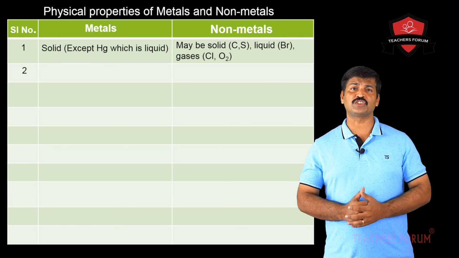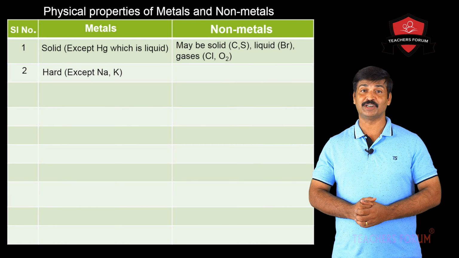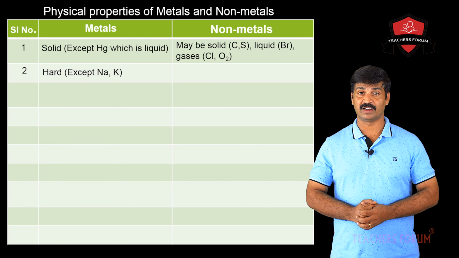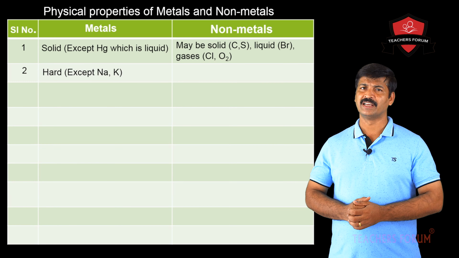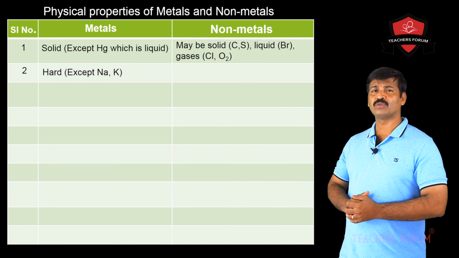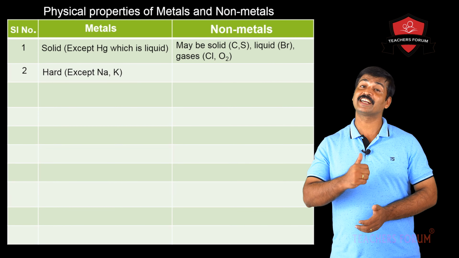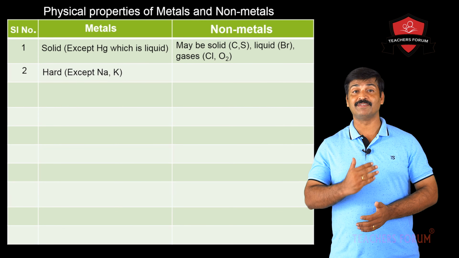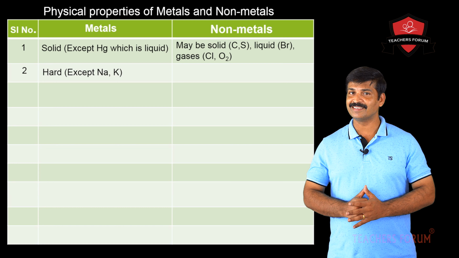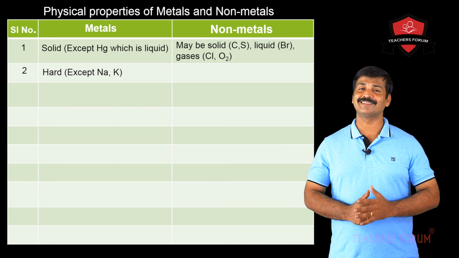Now let us see the next difference. The next one is metals are usually hard. What do you mean by hard? Hard means you cannot cut with a knife very easily. Iron, aluminium, copper, all these are metals and they are very hard. But there are some exceptions, just like sodium and potassium. They are metals, but they are not hard, they are soft. They can be cut even with a knife. So generally metals are hard, but there are some exceptions. I told you sodium and potassium. They are metals, but they are soft.